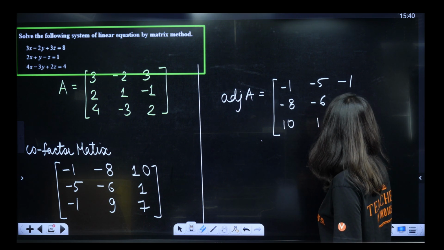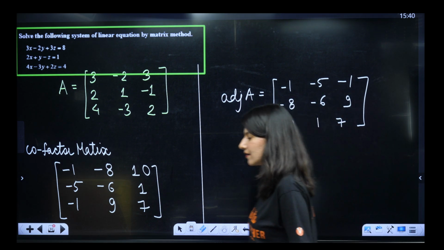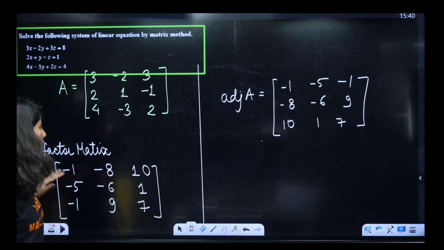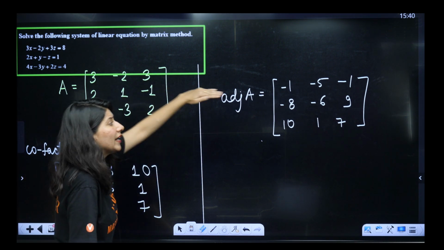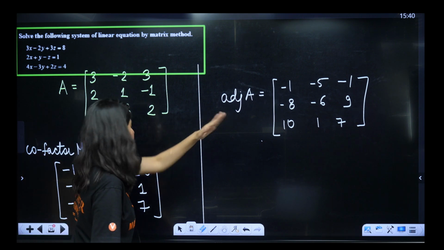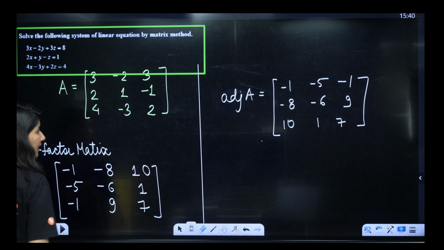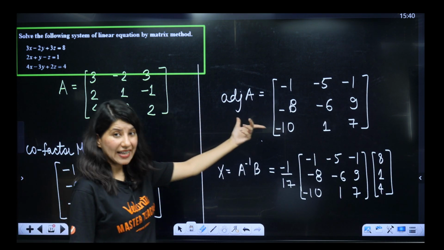10, 1 and 7 will be written like this. This is how you take transpose. Row and column transformation: whatever is written vertically, you have to write it horizontally. Vertical to horizontal, vertical to horizontal. And then we have got your adjoint A.